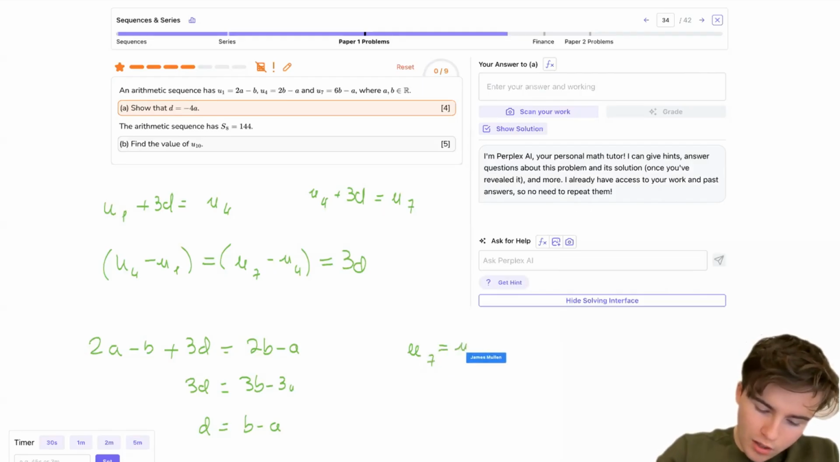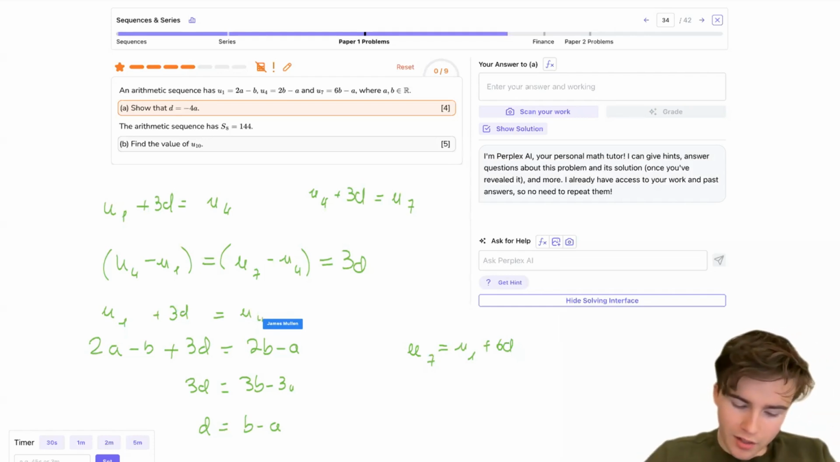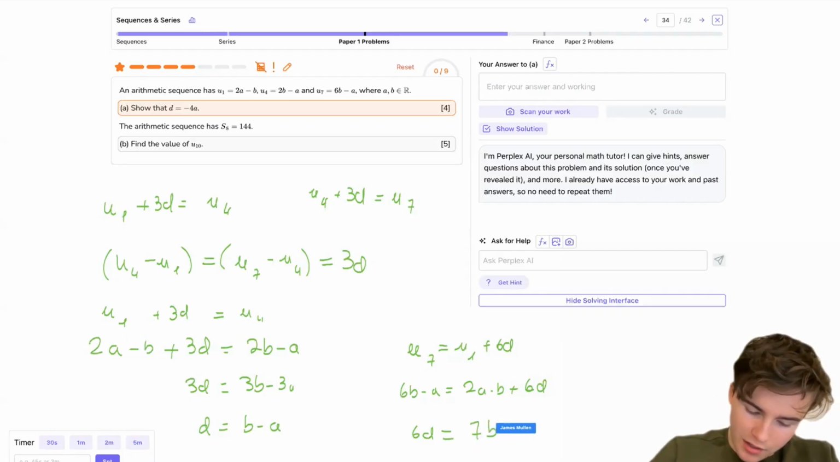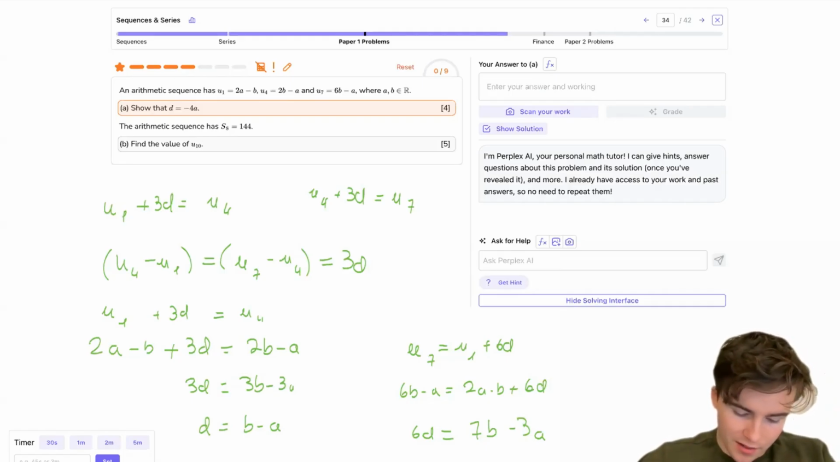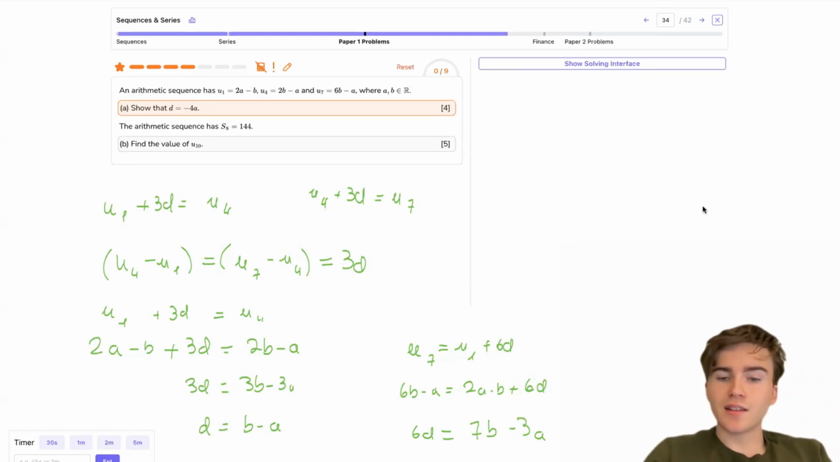I'm going to say that u7 is equal to u1 plus 6d. I'll just note over here, this is u1 plus 3d is equal to u4. u7 is equal to u1 plus 6d. So that means that 6b minus a is equal to 2a minus b plus 6d. Right? If I simplify that, it means 6d is equal to 6b plus b, which is 7b, minus 3a. Okay, so now I have two equations for d.